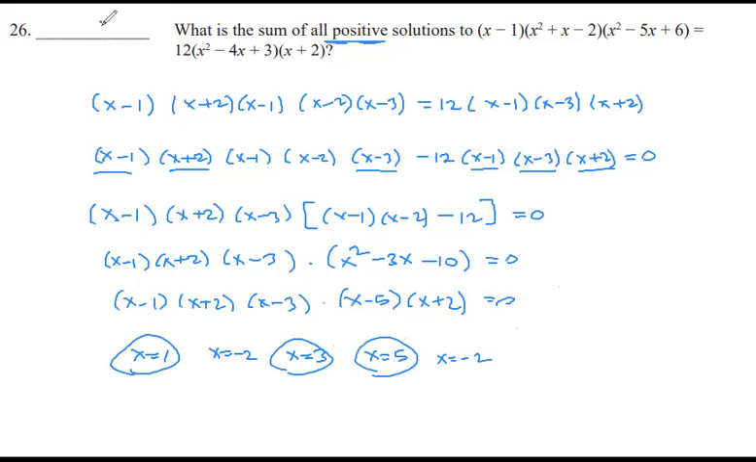If you add these, you do get 9. Okay. So this wasn't too challenging as long as you are careful with your factoring. I guess this was fairly okay for number 26.